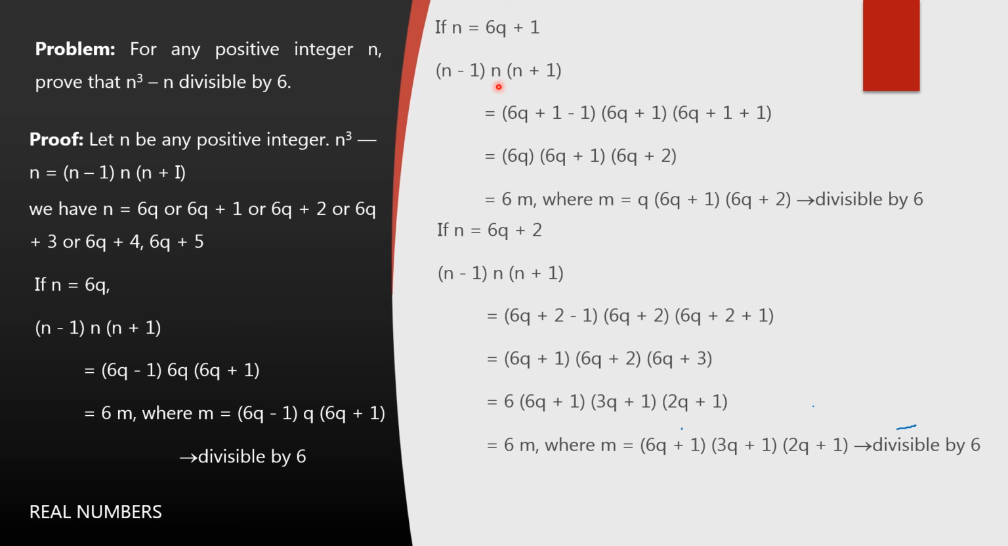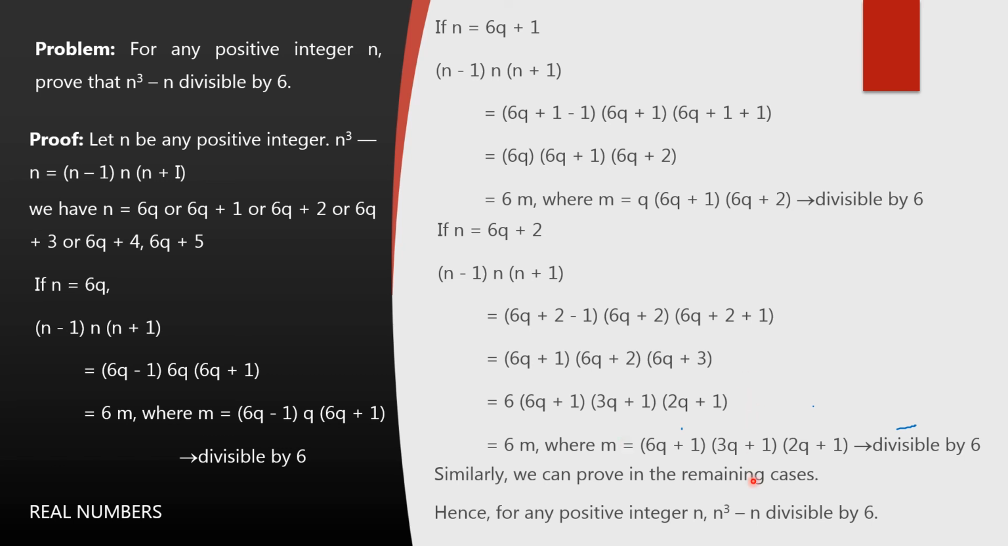Coming to n is equal to 6q plus 2, n minus 1 into n plus 1. 6q plus 2 minus 1 into 6q plus 2 plus 1. Now 6q plus 1 into 6q plus 2 into 6q plus 3. Now write the first product as it is. From the second product I am taking 2 as common. From the third product I am taking 3 as common. Therefore 2 into 3 is 6. First product as it is, second product 2 taken as common, 2 into 3q plus 1 I will get. Now take 3 as common from the last product, 2q plus 1. Now you can write this as 6m, where m is the remaining portion, 6q plus 1 into 3q plus 1 into 2q plus 1. As there is no remainder here, this is also divisible by 6.